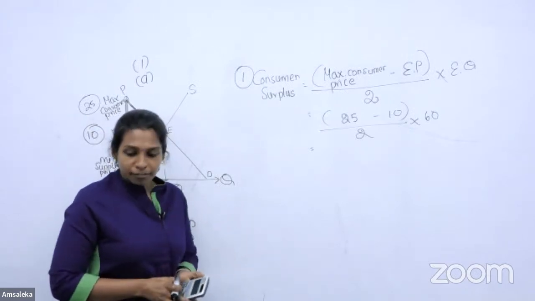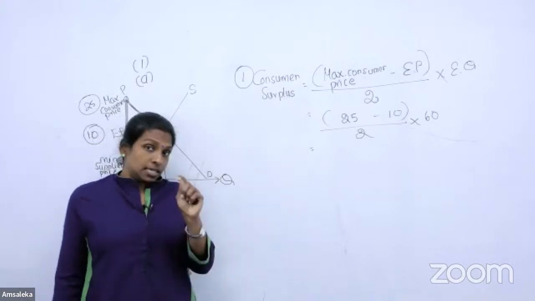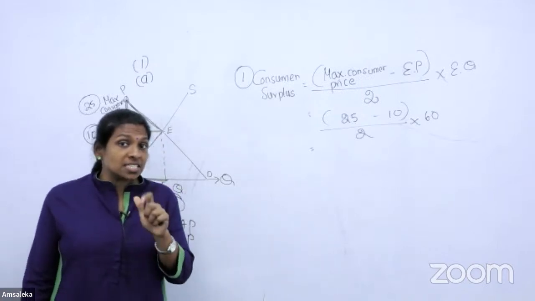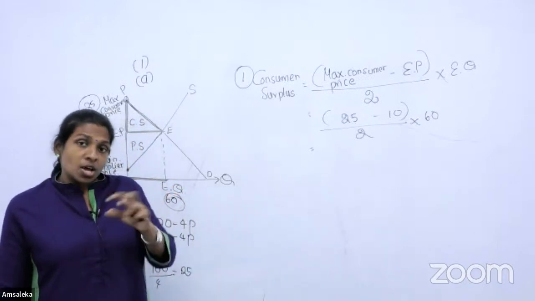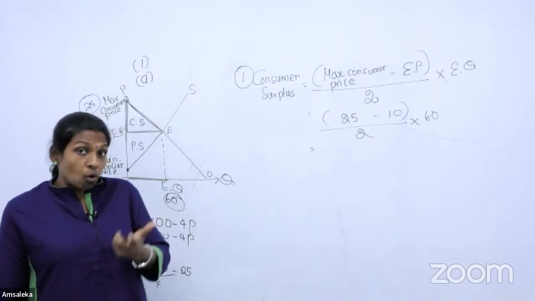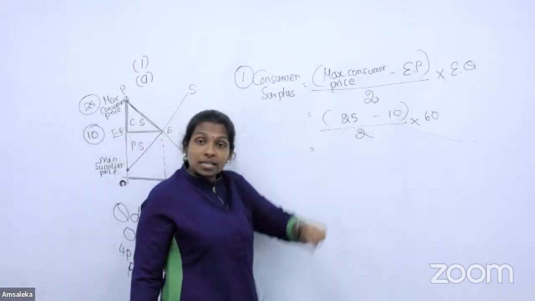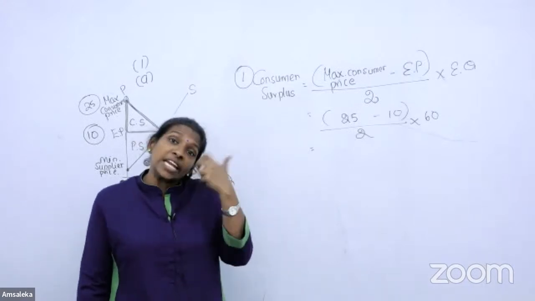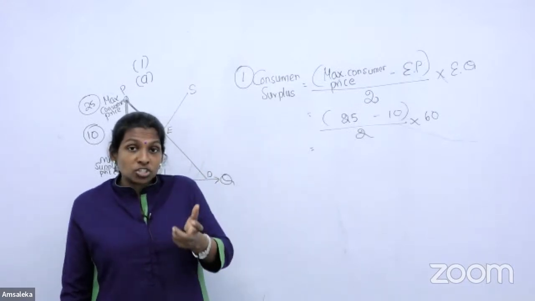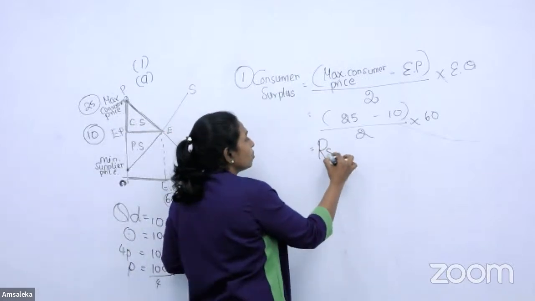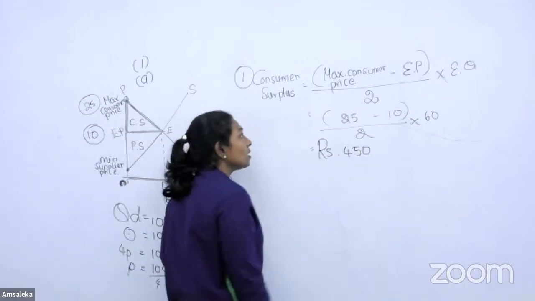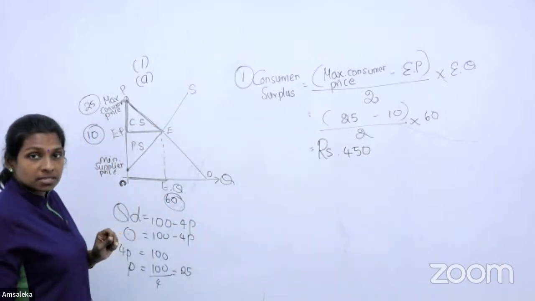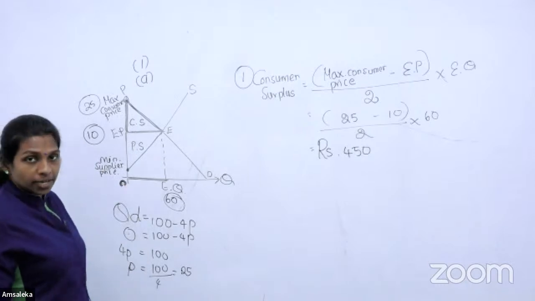Very good, 450. Listen to me, whenever price is involved in the calculation, because this is about price, the answer always comes in rupees value. Because we are taking the maximum consumer price minus the equilibrium price, we are multiplying by price. So the answer comes as 450.